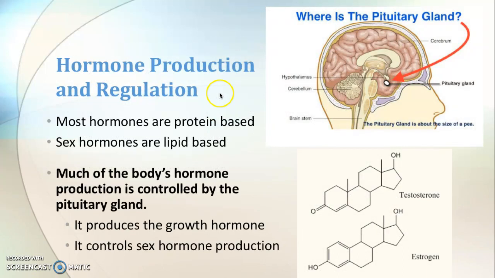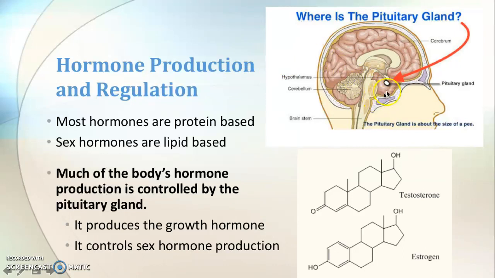So hormone production regulations. Hormones are extremely important within our body. They send these longer distance signals, from one area of the body to a completely different area of the body, and those hormones travel through our bloodstream. So most hormones are protein-based. However, the sex hormones are all lipid-based, so they all start with a sterol.